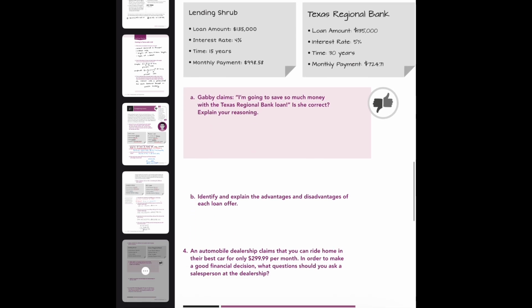Okay, so the next page, Gabby considers 2 different loan options. Now we're looking at buying a home, $135,000 loan, 4% on the lending shrub, 5% Texas Regional Bank, 15-year versus 30-year loan, and we can see the difference there in the monthly payment. So Gabby claims I'm going to save so much money with the Texas Regional Bank loan. Is she correct? And it's because of what we just talked about. No, because she will pay for an extra 15 years.